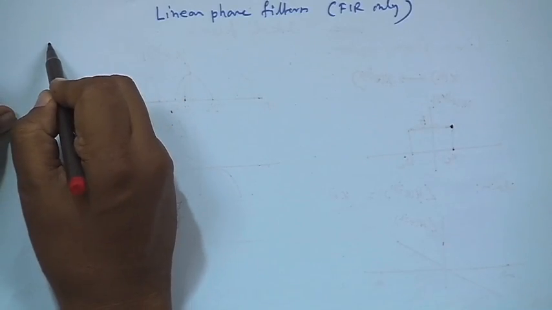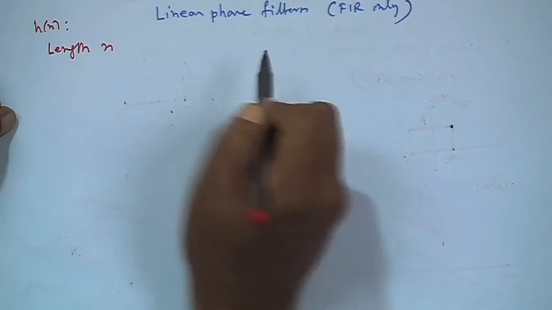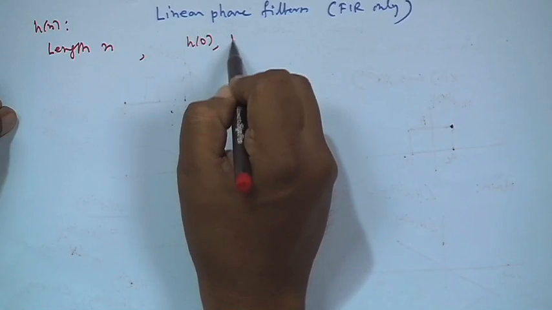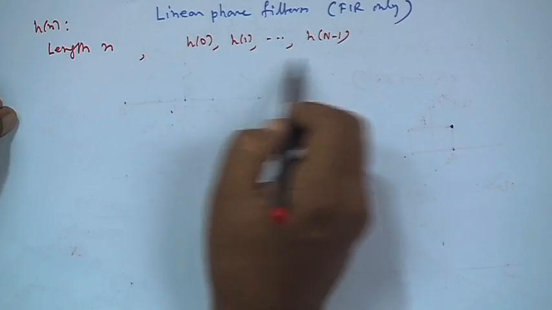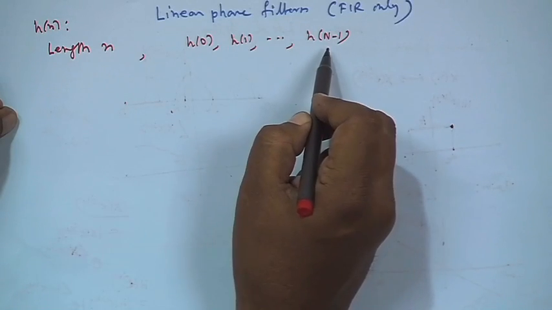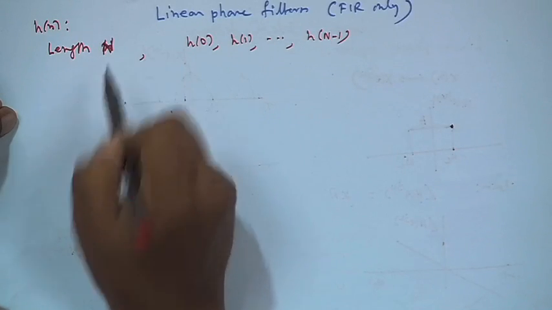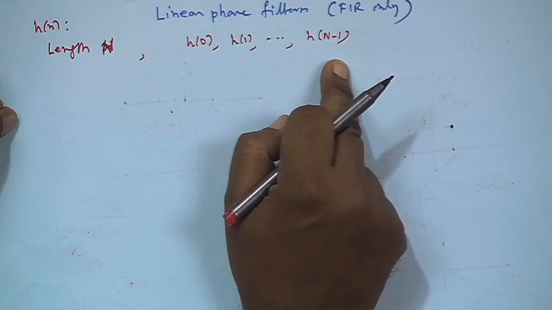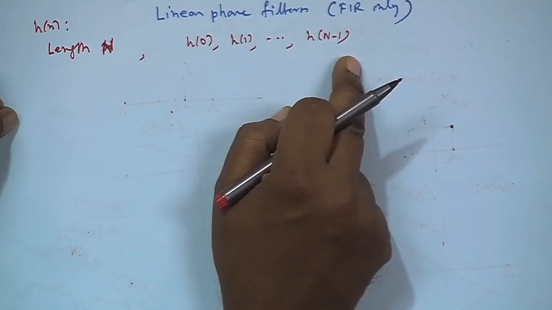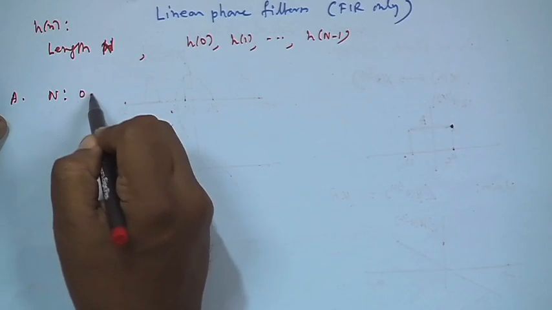So, we will consider a filter of length N, with impulse response h[n], that is, we have h[0], h[1] up to h[N minus 1]. So, we are considering an FIR filter whose impulse response is h[0], h[1] up to h[N minus 1]. So, the total number of coefficients is capital N, length capital N. Two cases are possible, length capital N odd or capital N even. Okay. Suppose we consider case A, N odd.